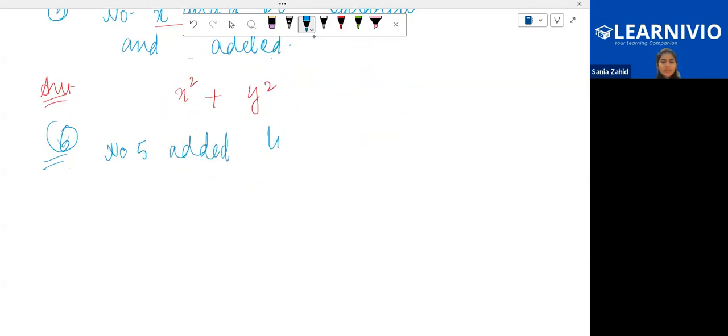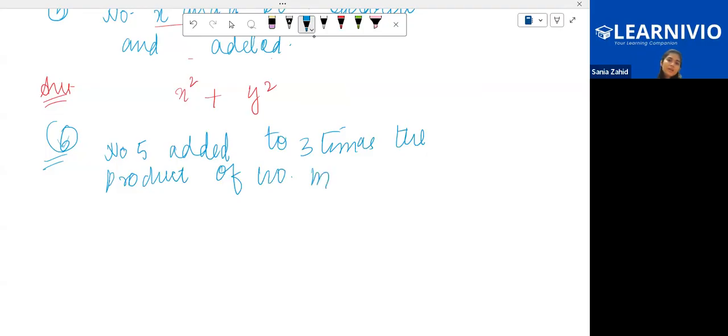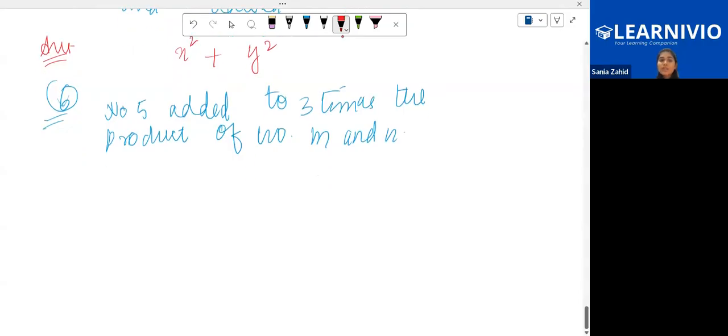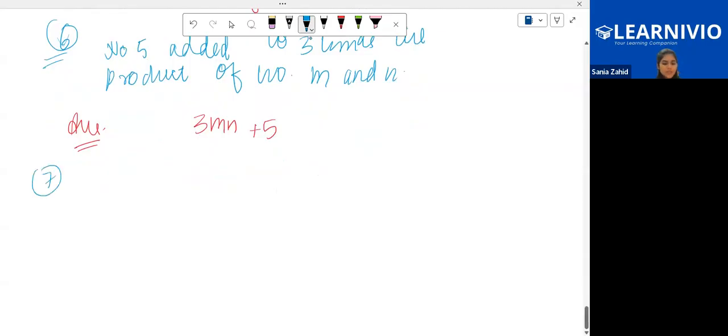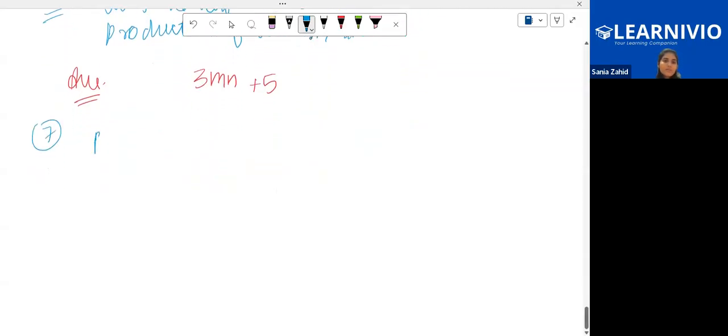Then it is number 5 added to 3 times the product of numbers m and n. So what do you understand by 3 times the product of m and n? 3mn, right? Yes, ma'am. This is the meaning of 3 times the product of m and n. You are adding number 5 to it. So it becomes 3mn plus 5, right? Yes, ma'am.